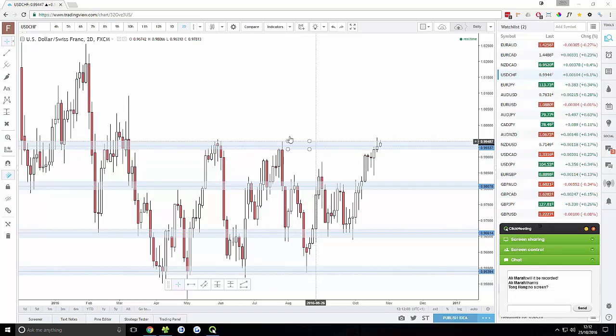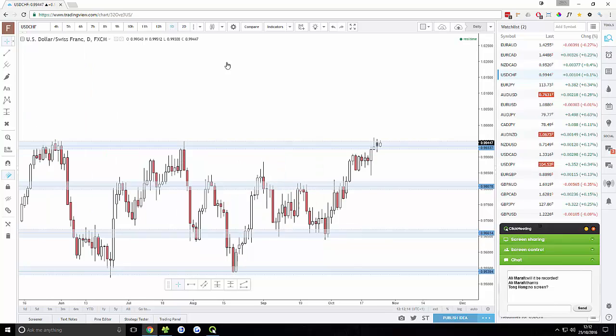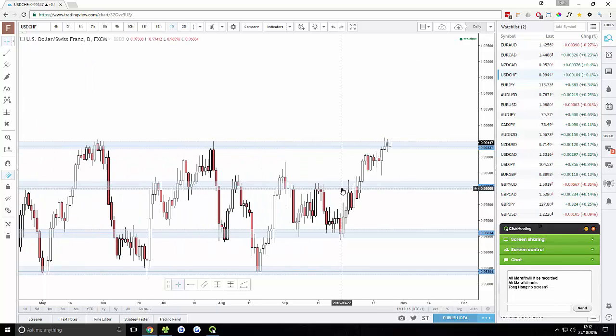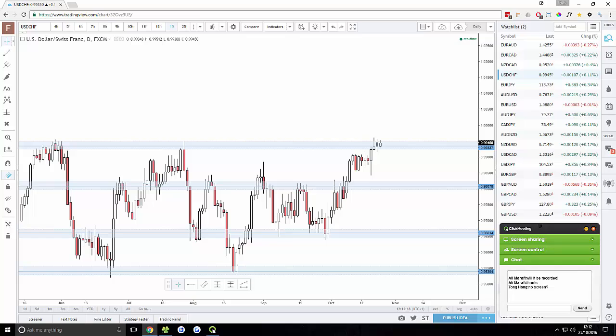So, it's never a sure thing, but we might see something similar here in the coming days. So I'm going to be keeping a very close eye on this one, looking for a potential short reversal here, if everything lines up.